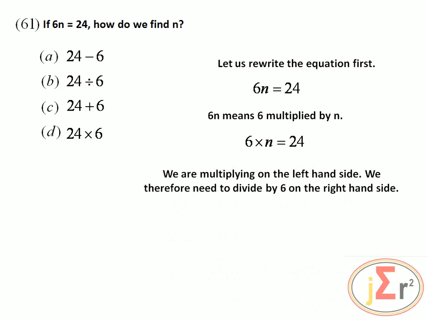So we are multiplying on the left-hand side. We therefore need to divide by 6 on the right-hand side. So let us divide by 6. n is equal to 24 divided by 6. We have it right there, 24 divided by 6. So our answer is option B.